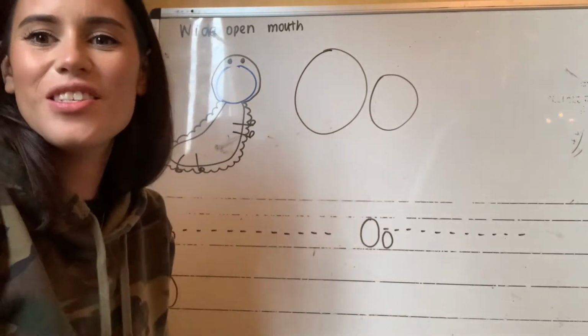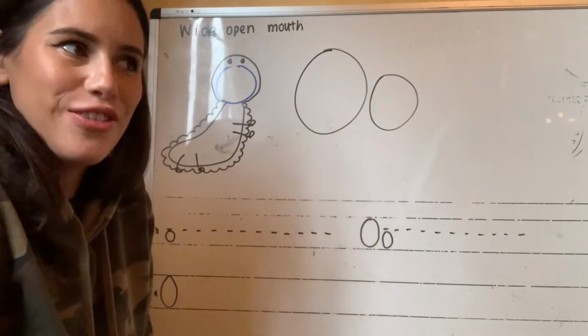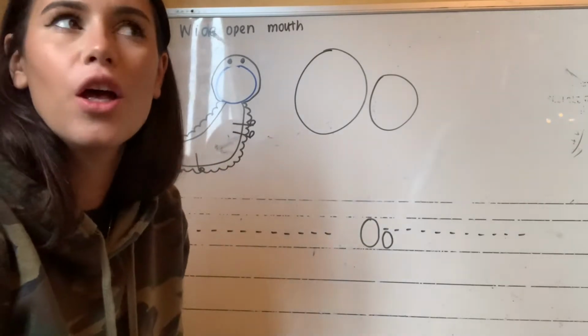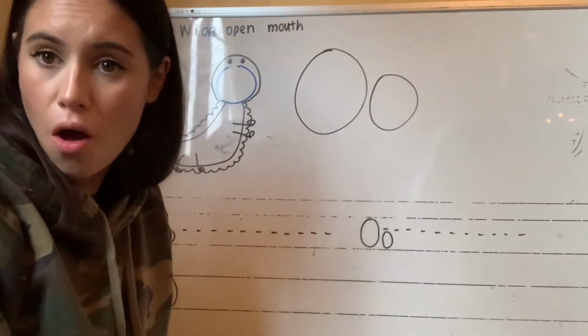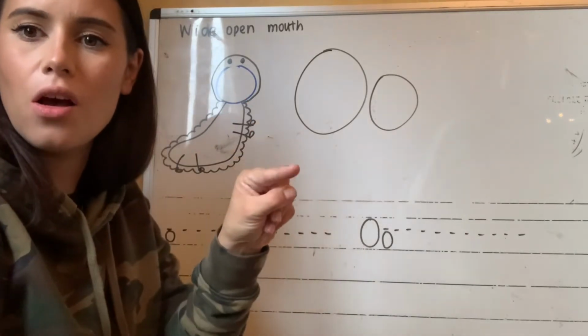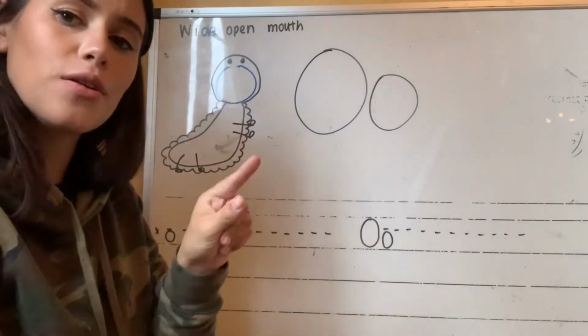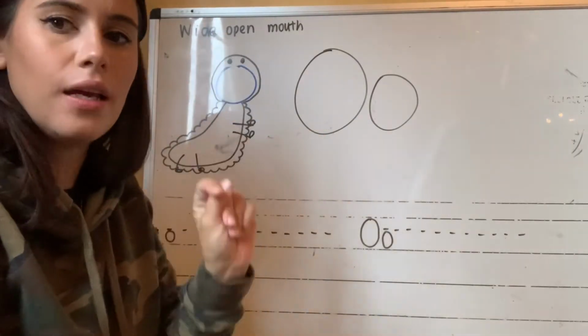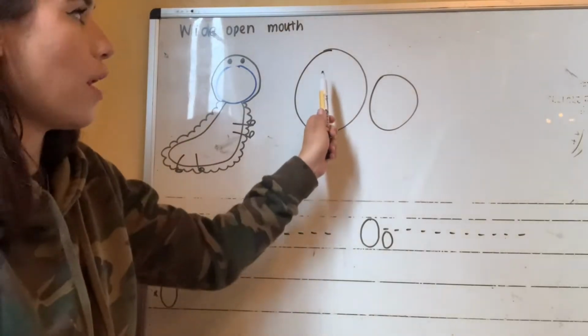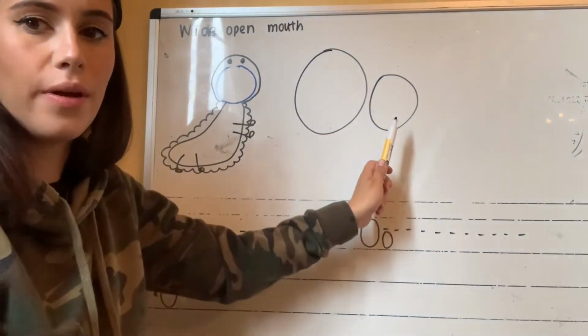Hi. So for today's phonics lesson, as you can tell from watching the start of the video, we are doing the letter O, which makes an O sound. The action for O is O, O, O, like you're switching the light switch on and off. So we've got our capital O and our lowercase O.